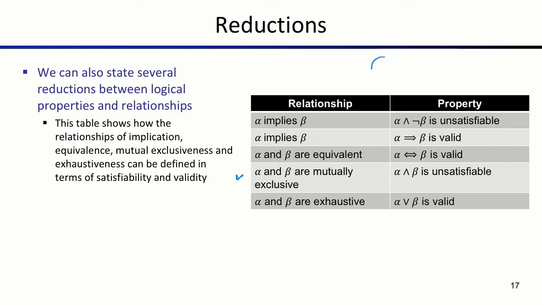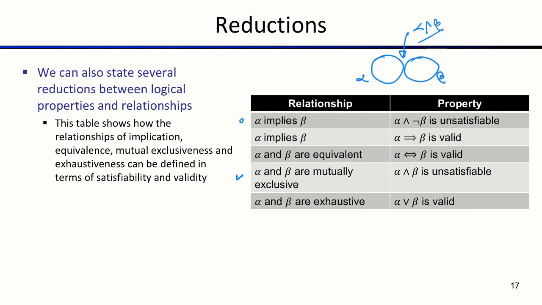So we have alpha and we have beta here. They are mutually exclusive, so the intersection between them is an empty set. And if you look at alpha and beta, it should be unsatisfiable, right? Because there is no intersection here, so alpha and beta will never hold. There is not a single world where the sentence alpha and beta is true.